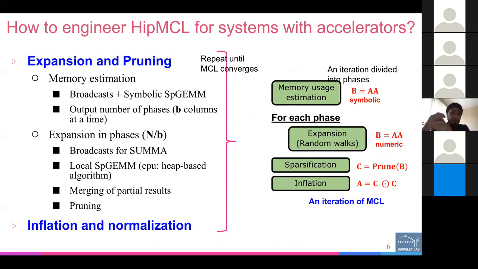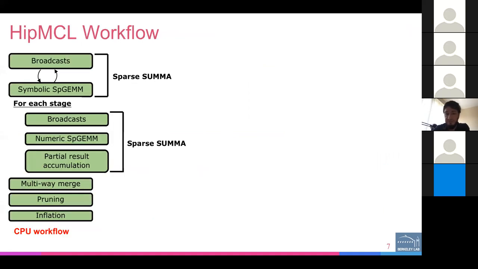We then perform the inflation and the normalization, which are computationally cheap compared to the expansion. At the right, you can see the respective linear algebra operation for a single iteration of the MCL algorithm. As you can see, the entire process can be expressed through operations on sparse matrices.